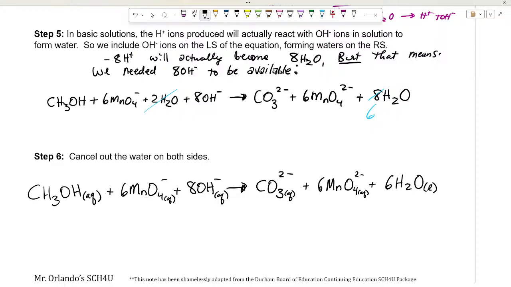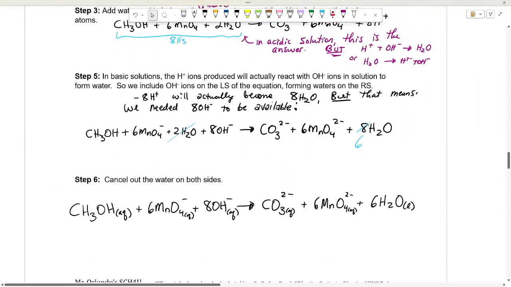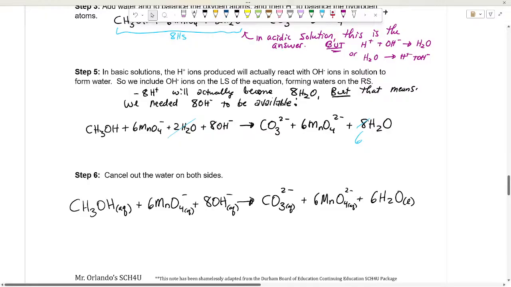Any other questions? No. Okay. And now we're balanced. Whew! How's that? A little bit nasty, right? But it takes practice. Again, if you're in basic solution, you just have to be aware that you can't have any H pluses floating around in your reactions. Because in basic solution, you know what's never going to be allowed to float around? H pluses. But that's okay.